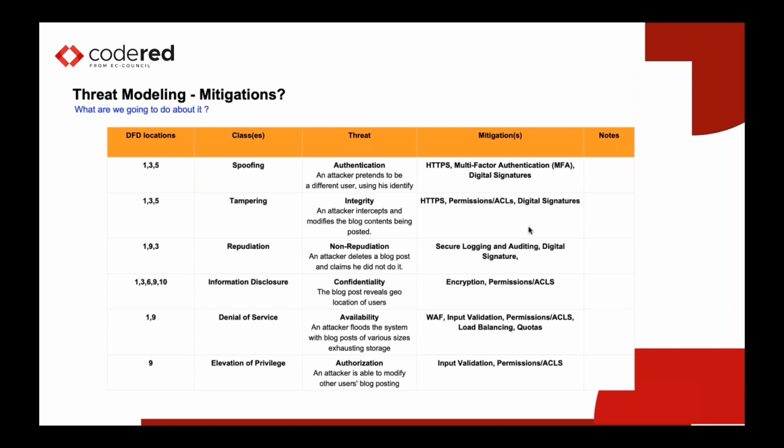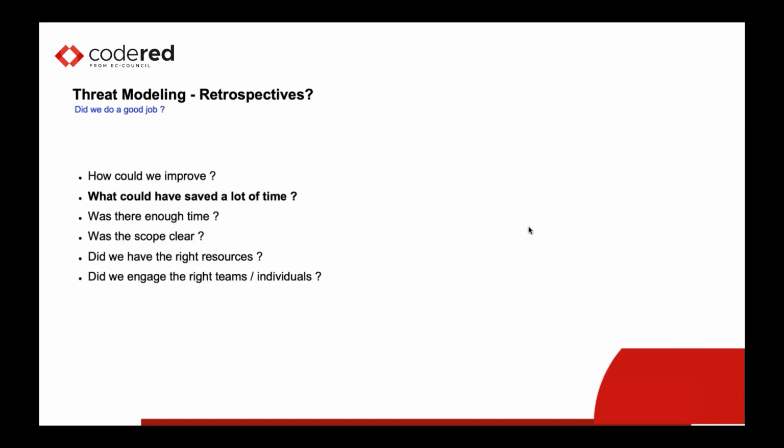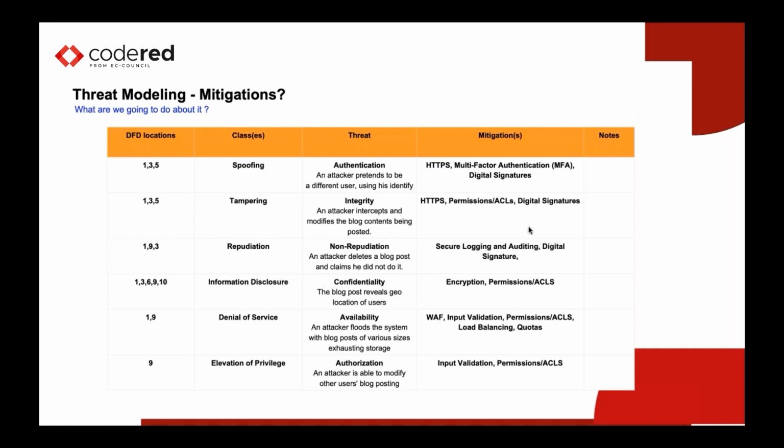So this is how it looks like. And for each of those mitigations, you could think about if that is good enough, and if not, you could create bugs or user stories that would be used to mitigate that.